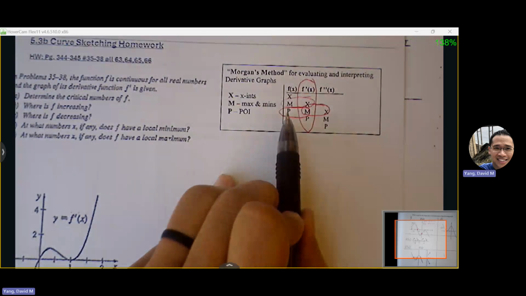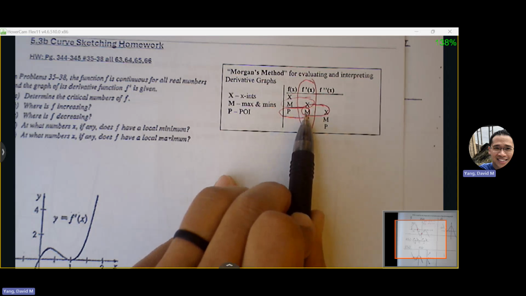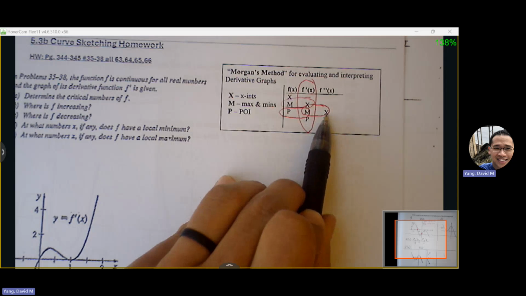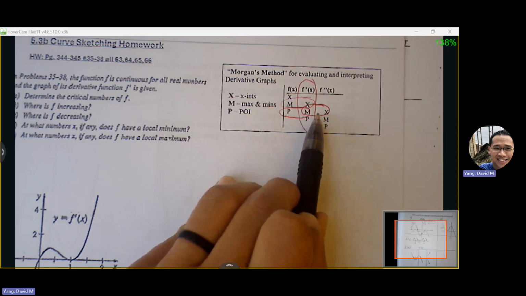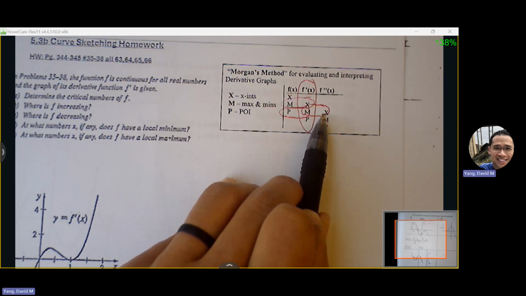For your second derivative sign line, be reminded with this here, the points of inflection of your original function are going to show up as the max and mins of your f prime, which will show up as the x-intercepts of your f double prime. So the max and mins will go on your sign line of f double prime, as well as the x-intercepts of your f double prime graph.